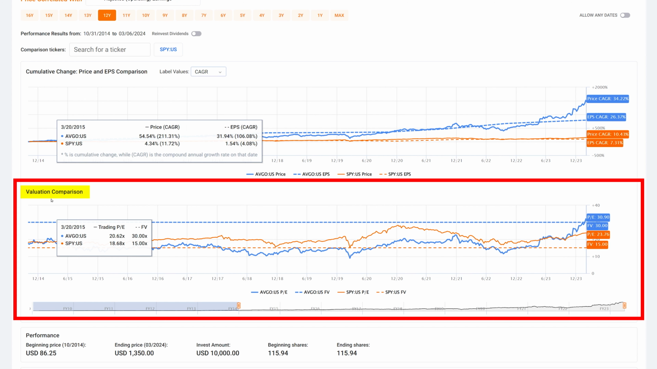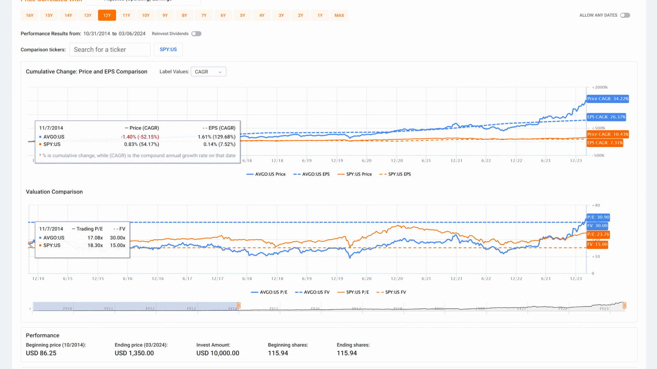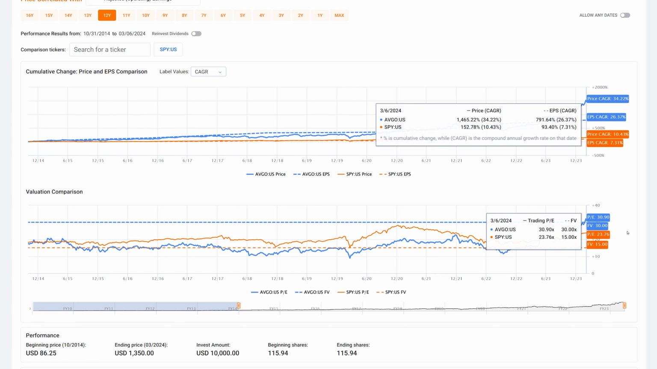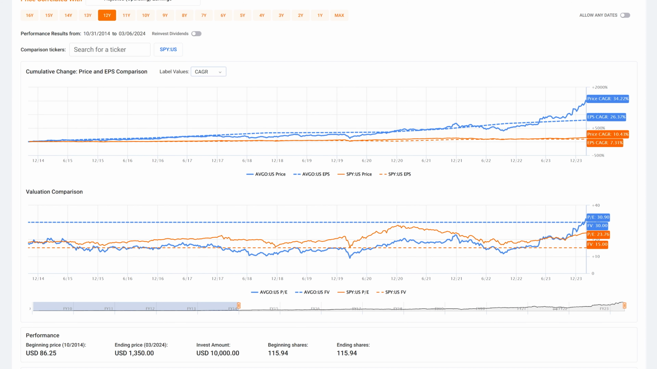Now, if I go to the valuation comparison, once again, if I point to this, we see that AVGO had a slight advantage of a PE of only 17.6 versus the market's higher PE of 18.18. But because AVGO had higher growth, it had a fair value PE calculated at 30 where the market was at 15. But what we see here, because of the performance of growth, is that AVGO dramatically outperformed the market.